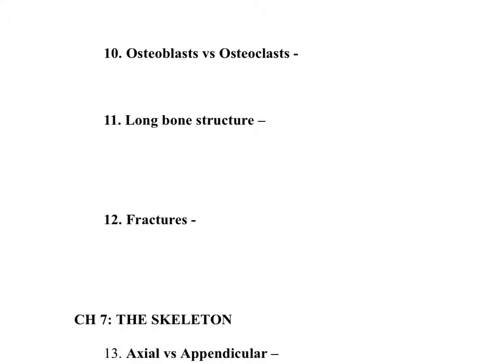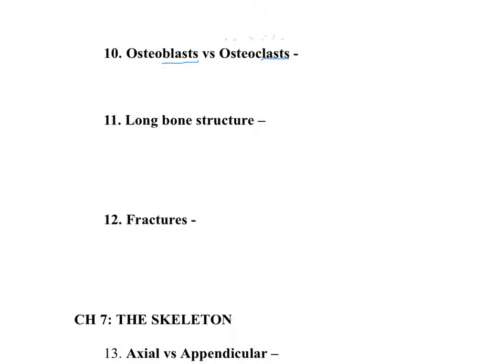Osteoblasts and osteoclasts are reviewed on the previous review. Again, the blasts are the builders. They put calcium into the bone, and the clasts are the breakers. They take the calcium out. They're implicated in osteoporosis as your clasts are being overactive.